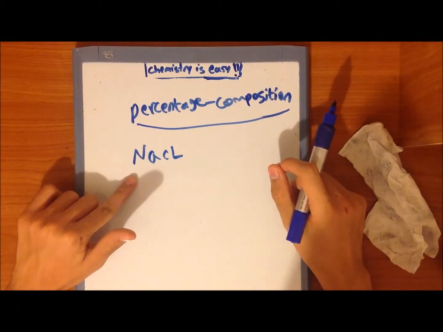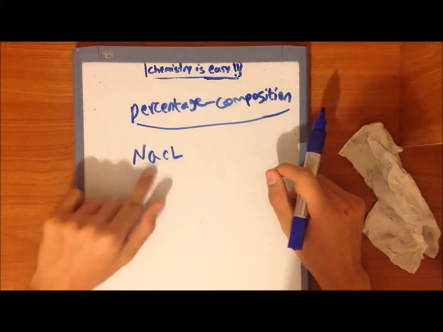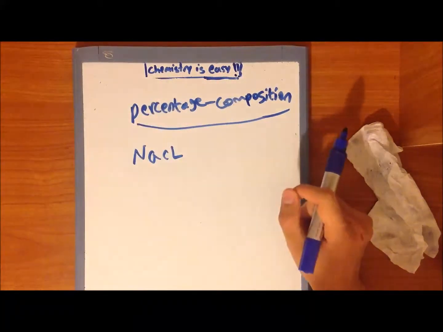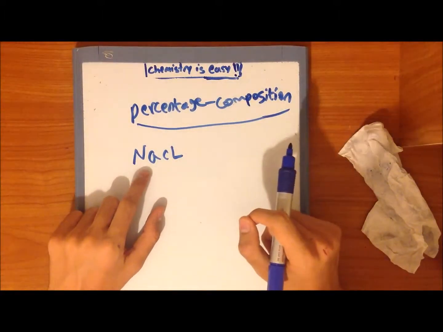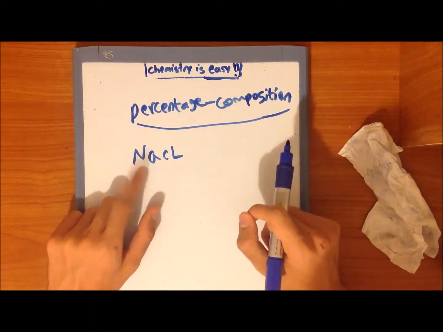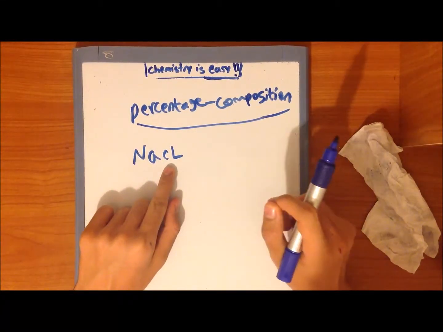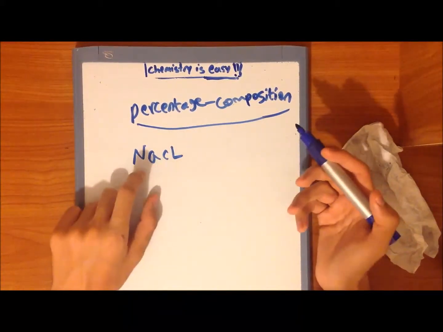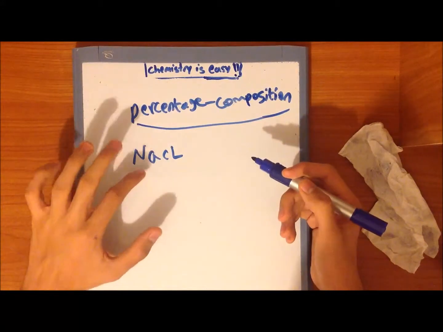Percentage composition is how many percent each element has in the whole compound. Okay, so for example, how many percent of the whole compound is sodium and how many percent is chloride. Percentage composition is the same as how many percent each element has. Okay, so how can we measure it?